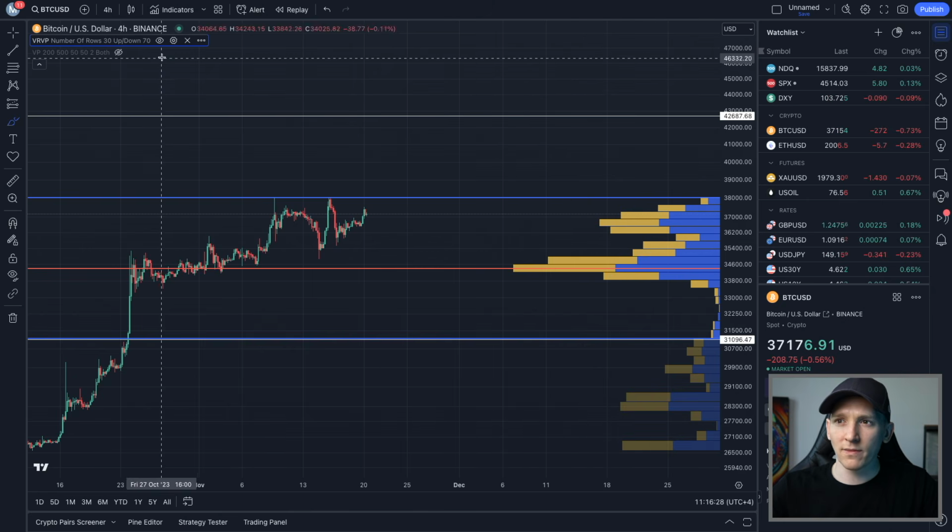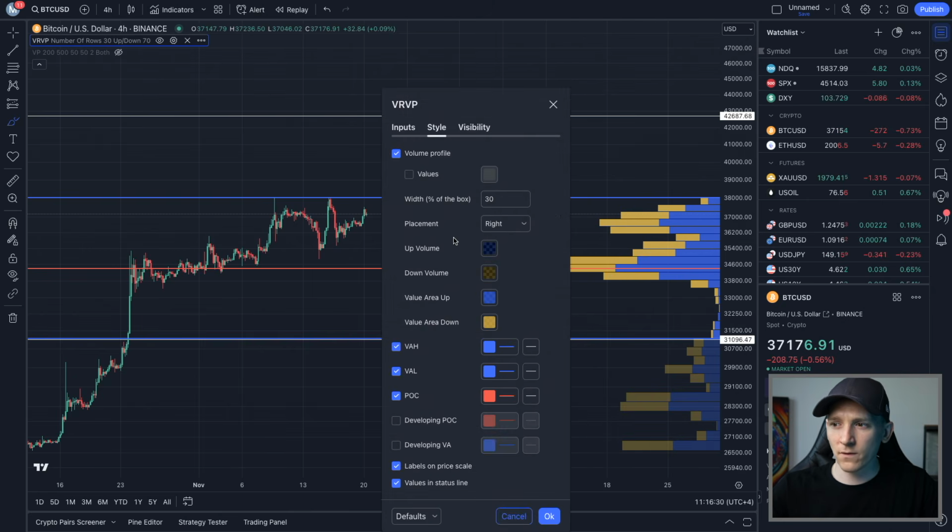So that's it. And then on the settings, if we go to style, you can see this red line, POC, point of control. That is the area where the most volume has traded. You can click this off if you want. You don't need it, but it's a good indicator to show where that support level would be if you're above it, or resistance if you're below it.